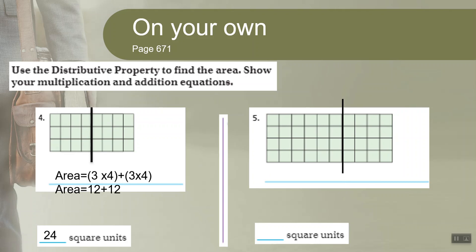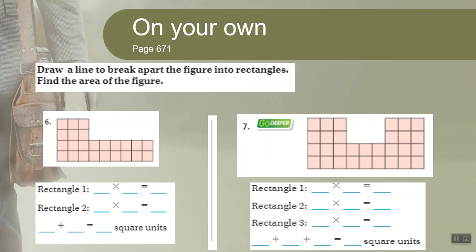Now we have two rectangles. The first one is 4 times 6, plus 4 times 4. So 4 times 6 equals 24, plus 4 times 4 equals 16. So 24 plus 16 equals 40. And now draw a line to break apart the figure into rectangles. Find the area of the figure.